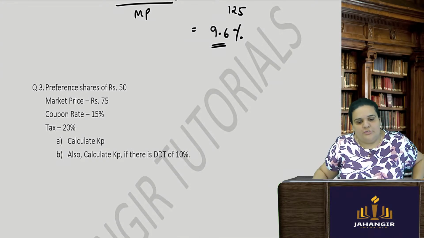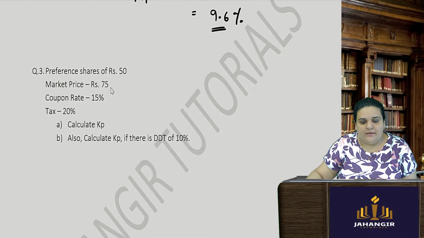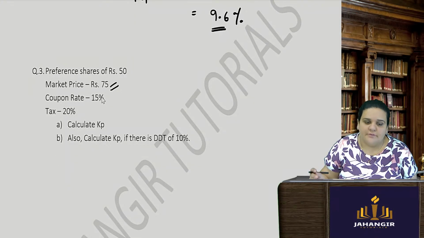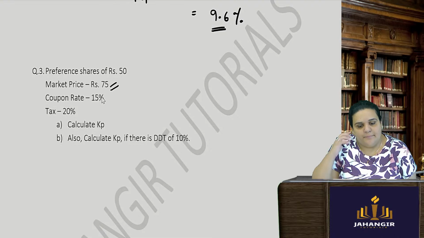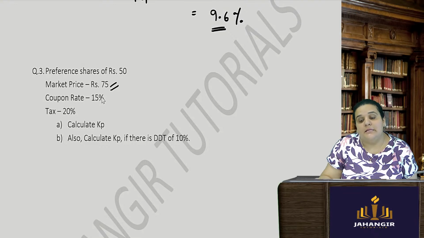Now coming to preference share. Preference share is of 50, but market price is 75. Coupon rate is 15%. Coupon rate means dividend rate. Tax is 20%. Calculate KP. Also calculate KP if there was a DDT also of 10%.